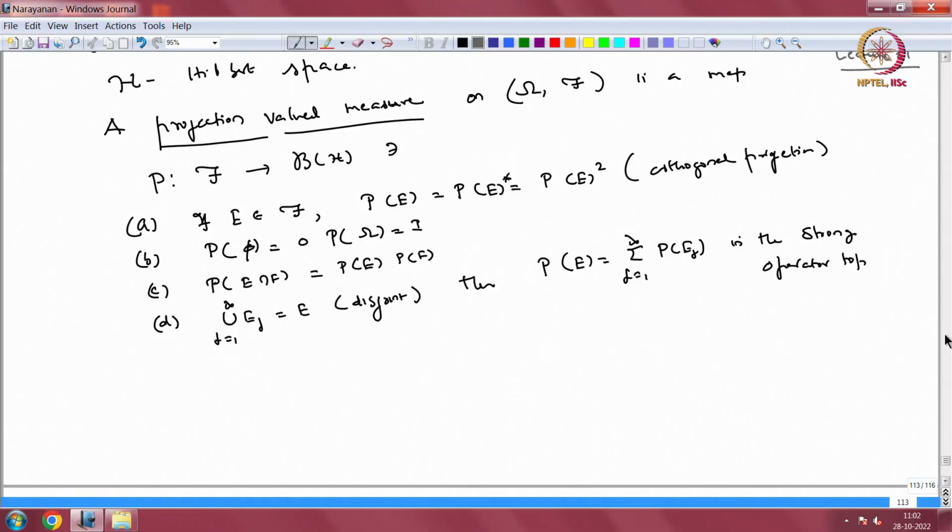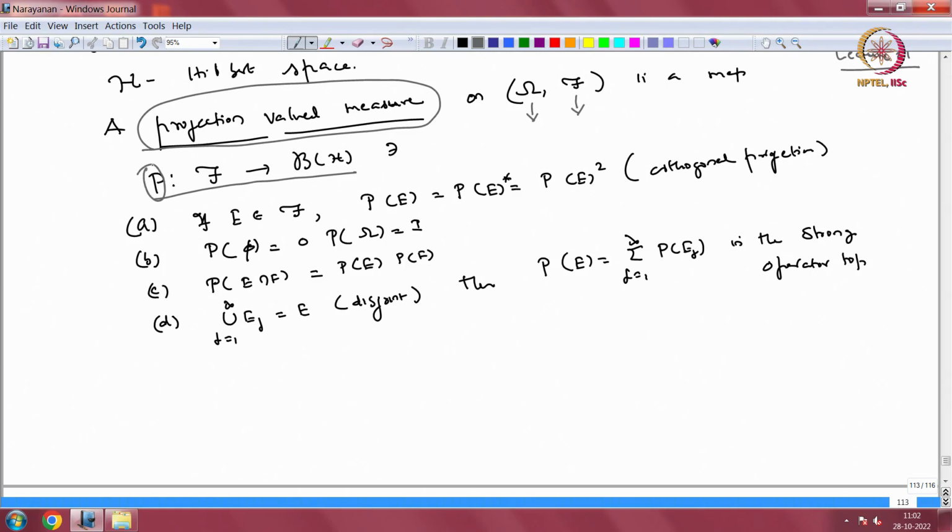So, we saw that if I have a Hilbert space, a projection valued measure is what we call a map P from the sigma algebra F. So, the omega could be some set. Okay. So, in the concrete case it is going to be the spectrum and F is going to be the Borel sigma algebra, but here it is an abstract setting, and a map P.